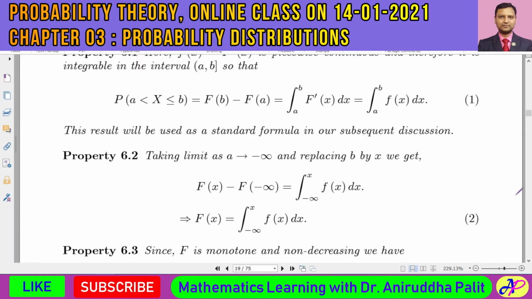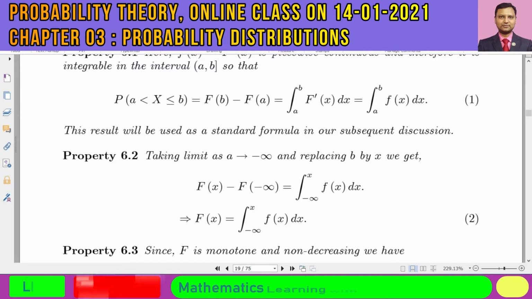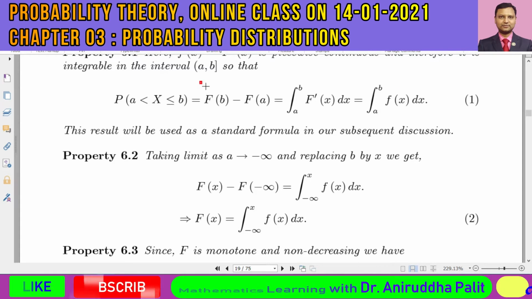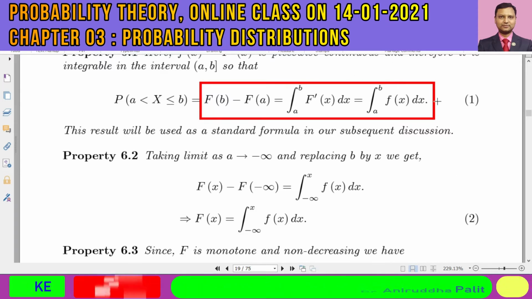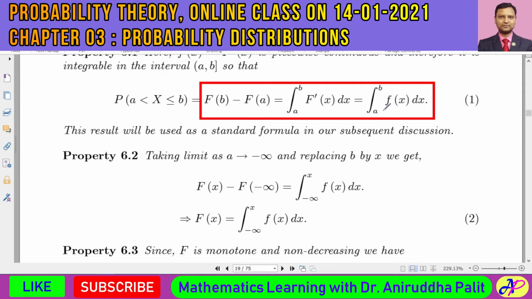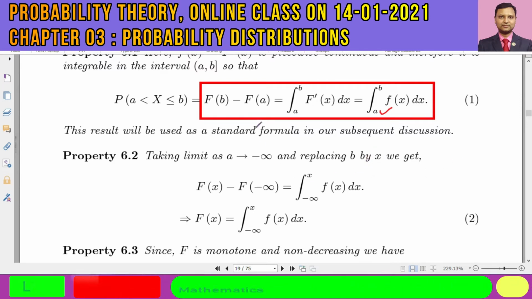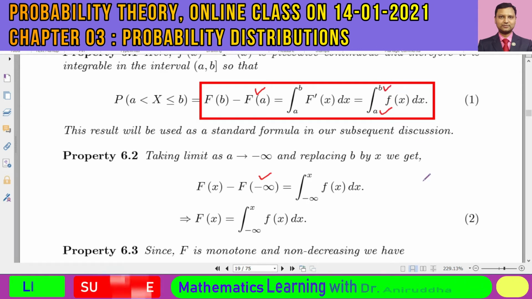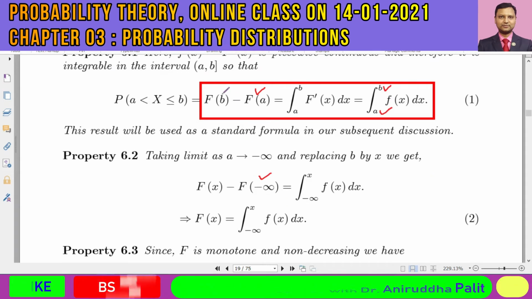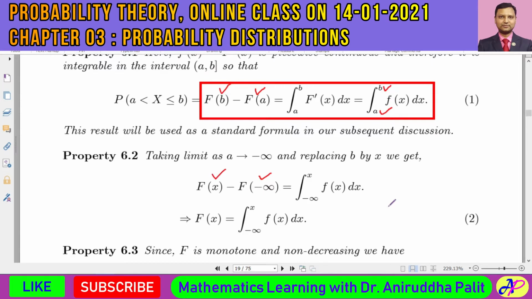Now in this formula number one, you can consider this formula where F(b) minus F(a) can be represented as an integral from a to b of f of x dx. And in this integral, if we take the lower limit small a tending to minus infinity, what shall we get? We shall get F of minus infinity in place of F of a. And if we further replace this b by a variable x, then in place of b we can write x. In that case, the integral would be the integral from minus infinity to x of f of x dx.